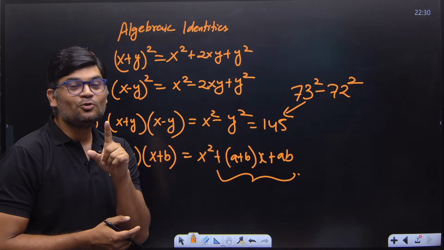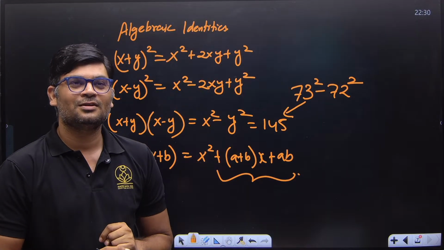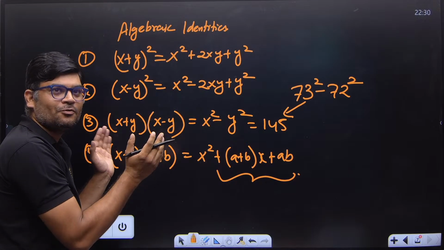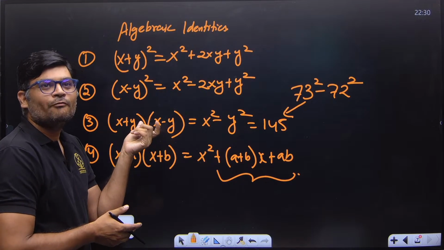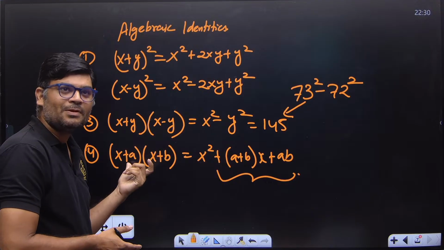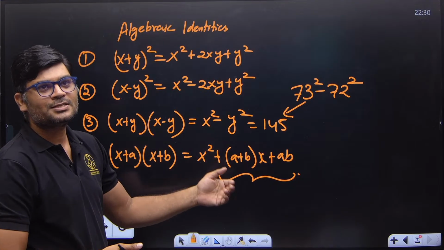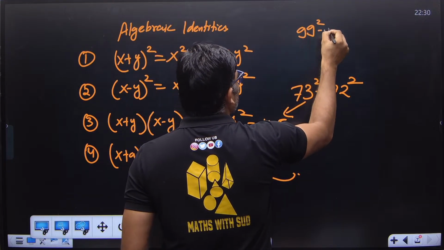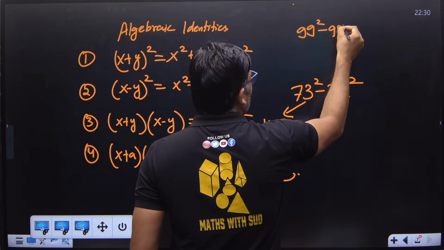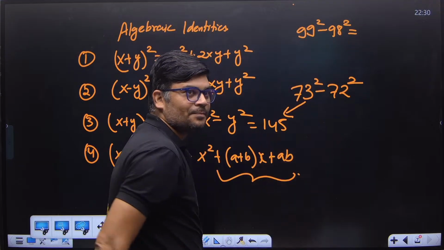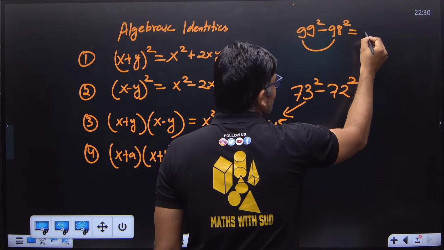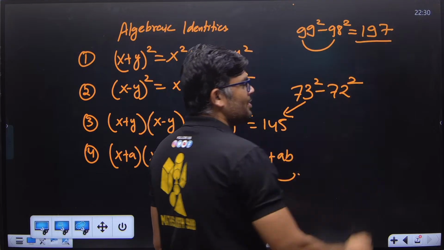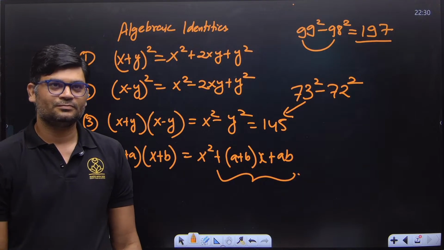Because the difference between two consecutive numbers is always 1. So you have to add them, find the difference and multiply. If the difference is 1, 1 multiplied to any number will be the same number only. So you just need to find the sum. That's it. If somebody asks you in future, what is 99 square minus 98 square? Don't just find the square and subtract them. Just add the two numbers. 9 plus 9 is 18 plus 1 is 19. This is our answer.